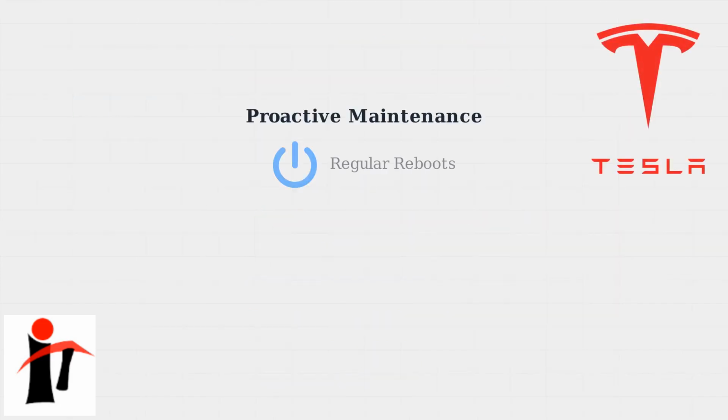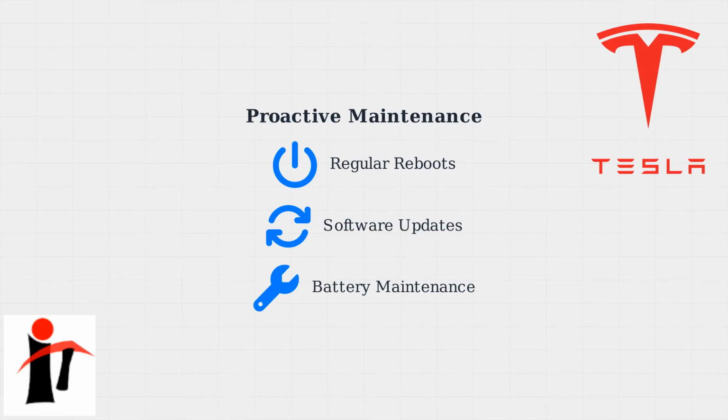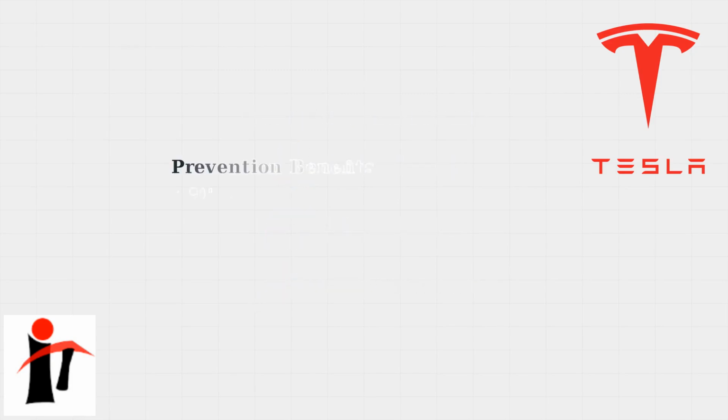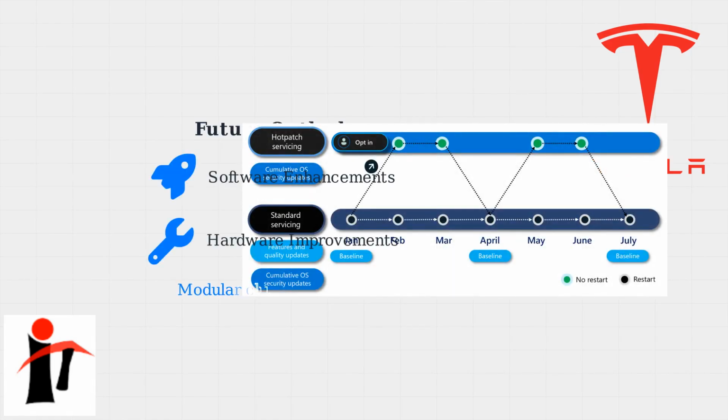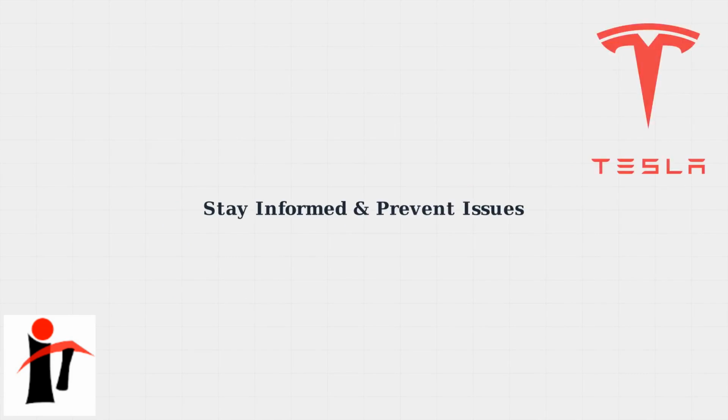Proactive maintenance can prevent most instrument cluster issues in your Tesla Model S. Regular reboots and staying current with software updates are key steps. These simple steps prevent 90% of cluster problems. Avoid extreme temperatures and keep your 12-volt battery charged to maintain reliability. Looking ahead, Tesla is enhancing cluster reliability through software improvements and hardware advancements in future models. By staying informed and taking these preventative measures, you can minimize instrument cluster issues with your Model S.